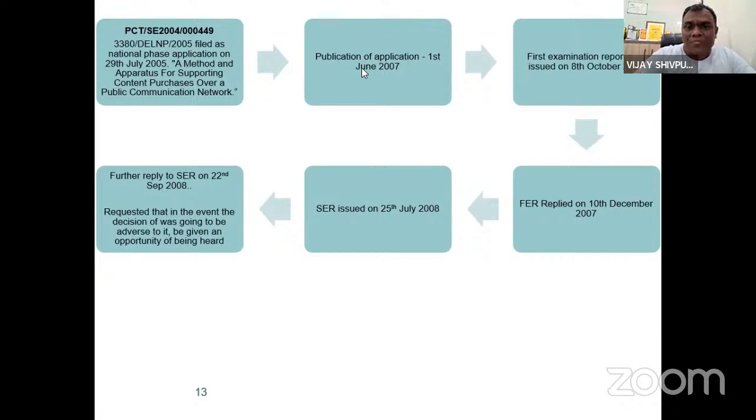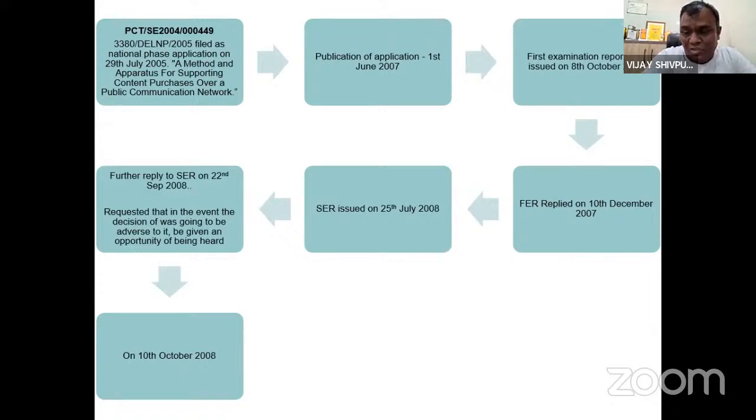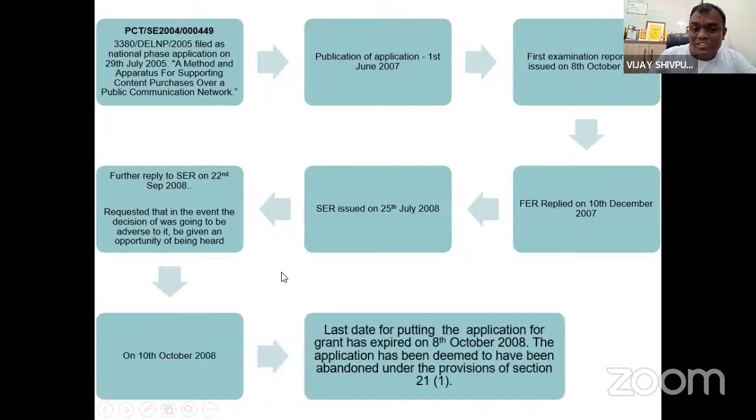Now, so after this, there was one particular date, 10th October 2008, wherein the case was kind of disposed. What is expected in this case is that the case was disposed and the last date for putting the application for grant expired on 8th of October 2008. That's what the controller mentioned. The controller mentioned that the last date was 8th October 2008.